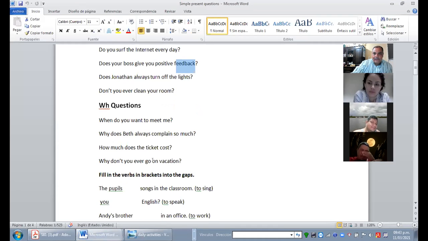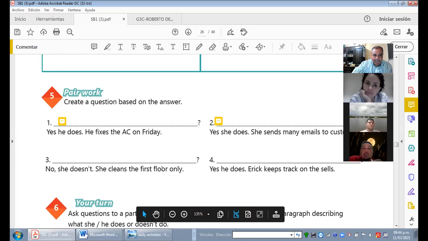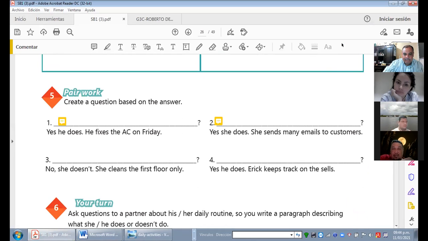Teacher, una consulta. Diga. Cuando estábamos con Jeremías hubo una interrogante, cuando estábamos elaborando las preguntas anteriores, en la parte 5 del manual, donde dice paywall. Okay, momentito, me voy a ir al manual, aquí, en la parte 5. Ahí, donde dice fix the AC on Friday. AC es air conditioner, el aire acondicionado. Pero esa palabra, fix. Fix es arreglar.